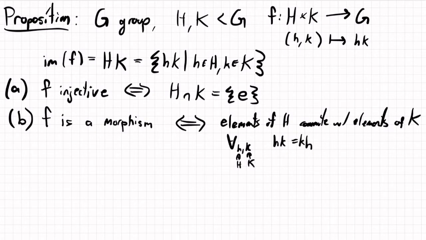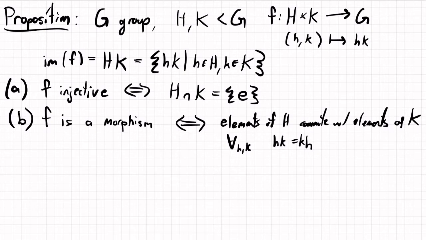So maybe I'll erase this because I want to write there later, but the idea, right, is that when you have a product group like this product, elements from one side and elements from the other side have to commute. And it's going to turn out that'll be an if and only if. And that'll tell us if this multiplication map is going to be a morphism or not.